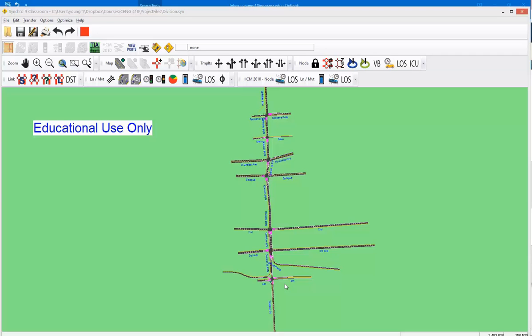What they originally sent me had both the Division and the Browne, so both the northbound and the southbound streets, but with the educational license that we're using, we're limited to 10 intersections. So we're just going to be focusing on the Division, which is what our project is.